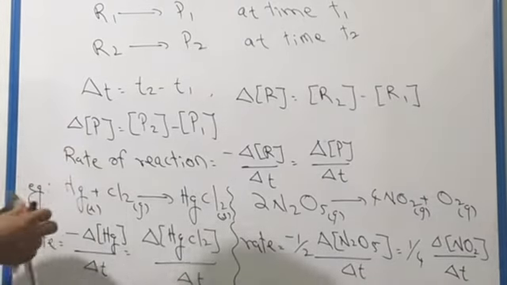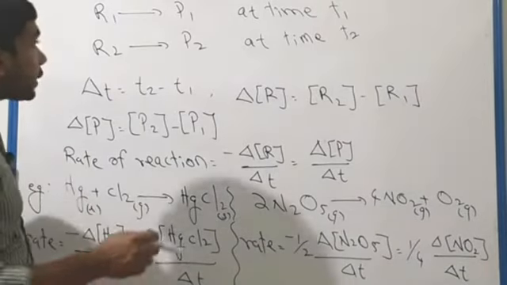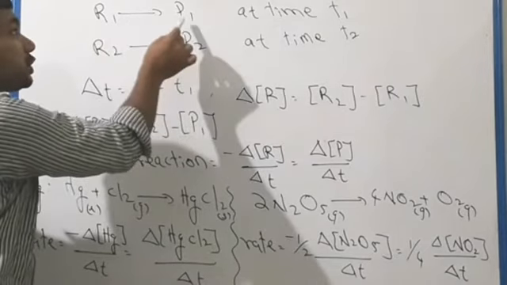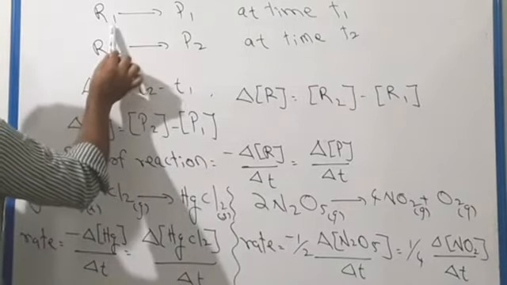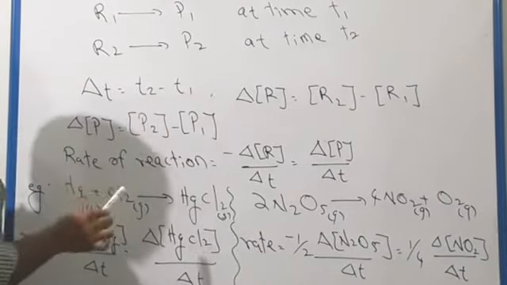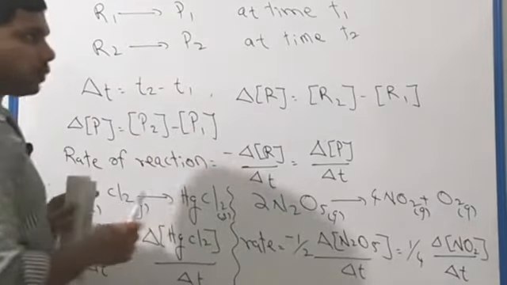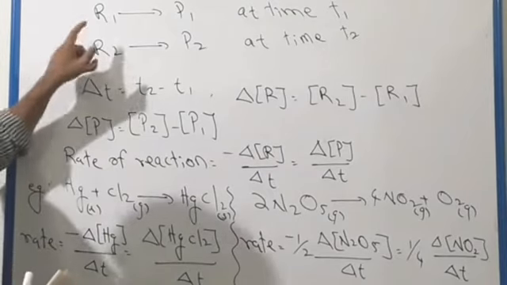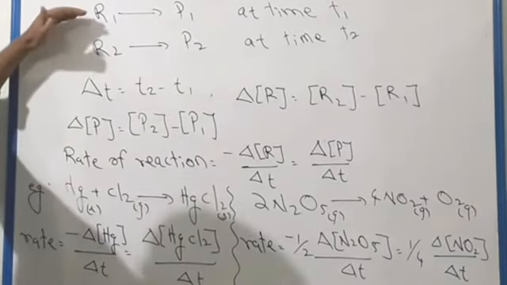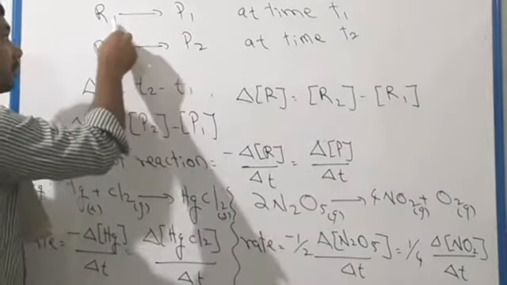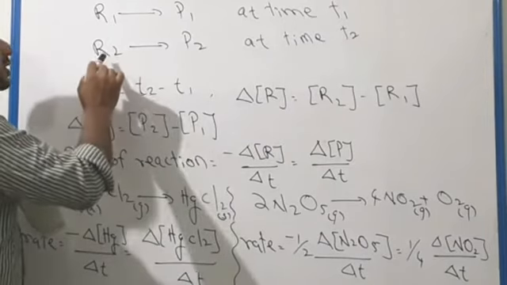look here, we are going to discuss chemical kinetics. Consider one chemical reaction. Here a reactant changes to product. The initial concentration of reactant R1 changes to product P1. Here reactant R1 is not completely changed to product. Some of the reactant R1 changed to product P1. Then after time T1, R1 changed to R2. Again, after some time, this R2 changed to P2.